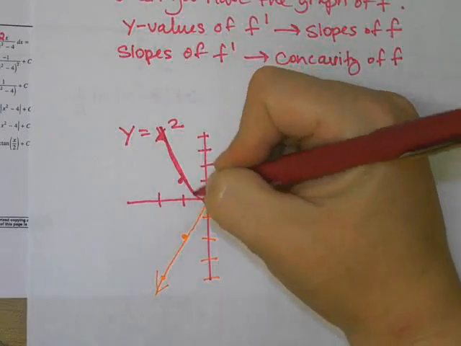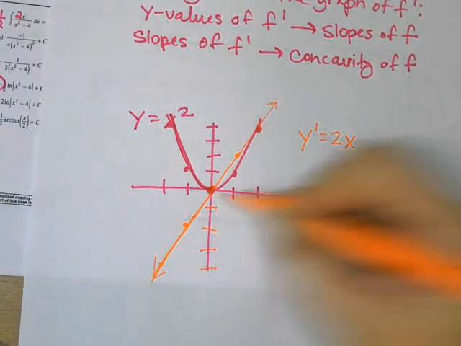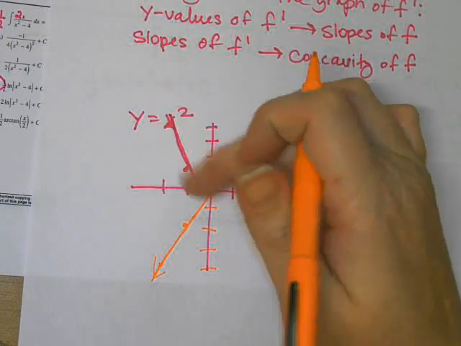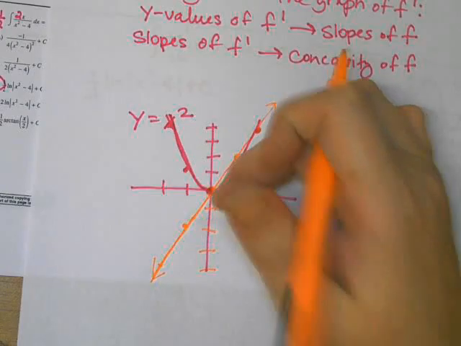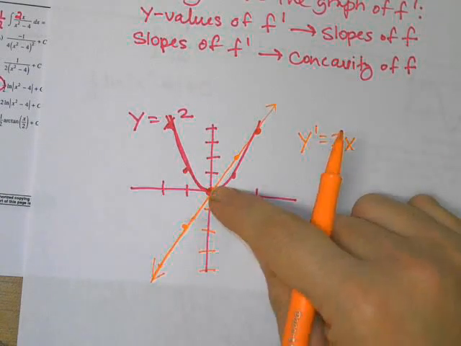The slope on this original graph became the y value on the derivative graph. So if I want to know the slopes of my original graph, I have to look at the y values on my derivative graph. It's y values on the derivative. All of these points, the y value represents the slope at each of these points. Does that make sense to some of you?